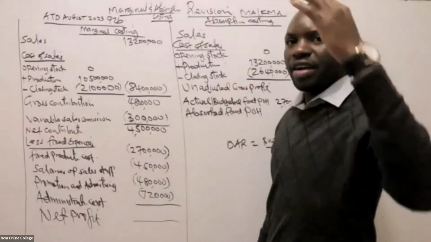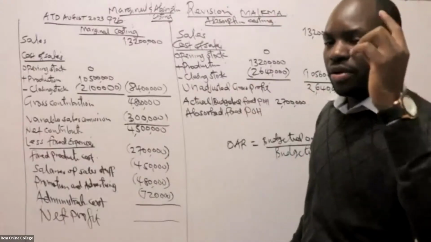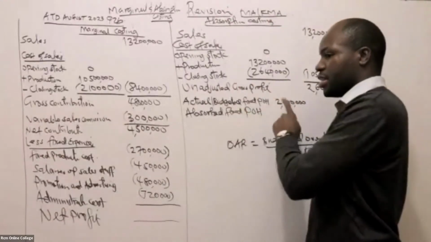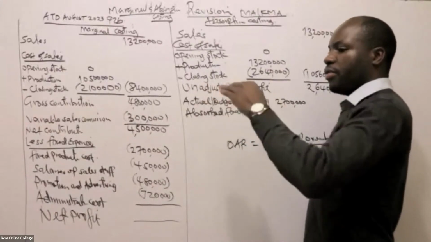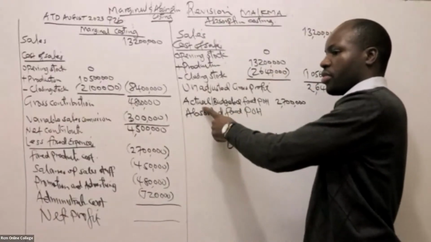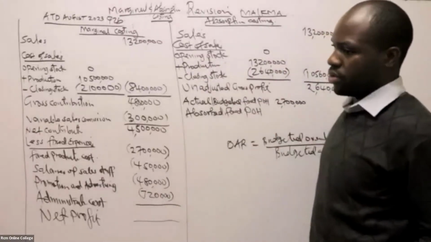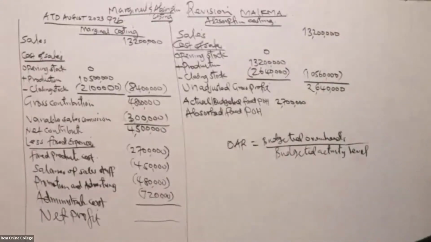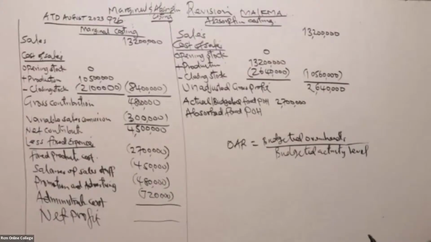But if you don't have actual in your exams, under additional information, it's not appearing anywhere, that is when you go for budgeted. That's why I've used the two. If I have both, I go for actual. If I don't have actual, that's when I go for budgeted in place of actual. Are we together? Good.